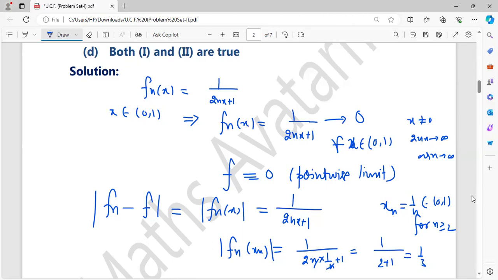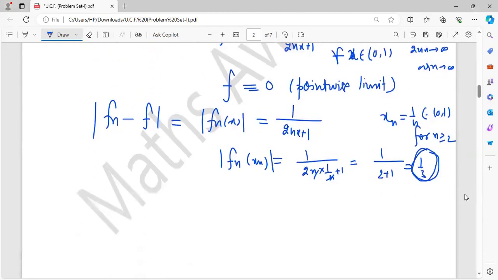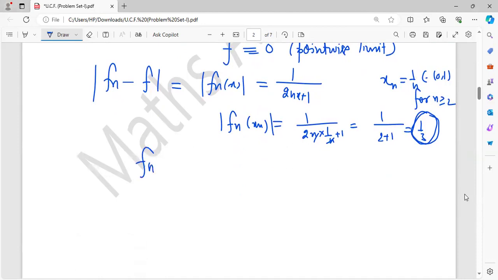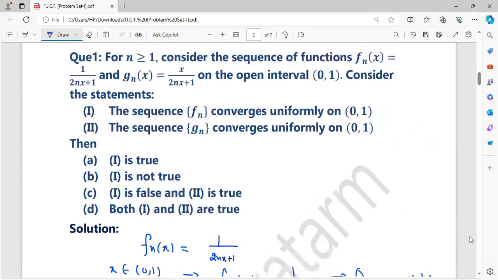So we cannot make it smaller than epsilon, because if we take epsilon equal to 1 by 3, it cannot be smaller than 1 by 3. Or I can take epsilon equal to 1 by 4; I cannot make this less than 1 by 4. It means my f_n does not converge to f uniformly. So the first statement is false. Now what about g_n(x)?